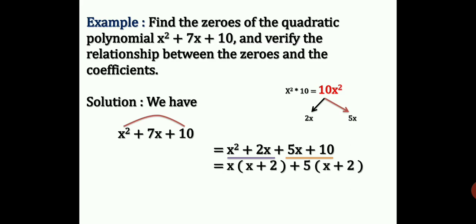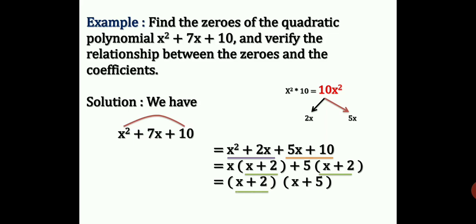So first two terms x square plus 2x, we write x plus 2, and for the second take a 5, that is x plus 2 again. Now check it, x plus 2 is again a common term, so we take it common. So x plus 2, what remains? First is x and second is 5. So there are again two factors, x plus 2 and x plus 5. This is the factor of what? x square plus 7x plus 10.